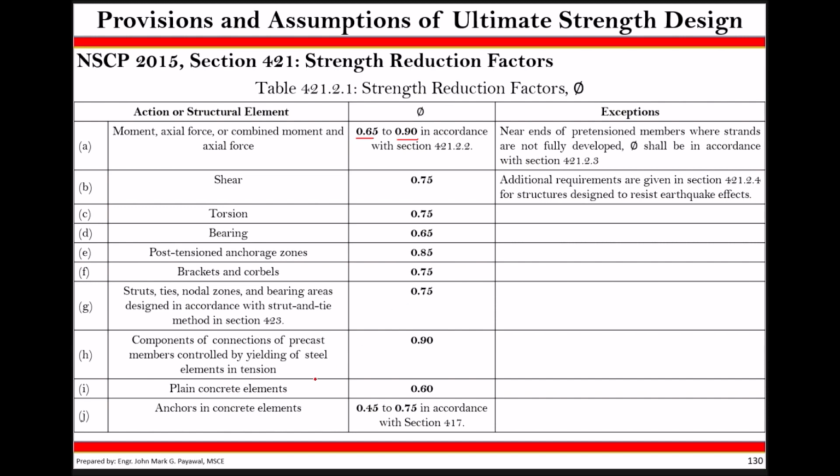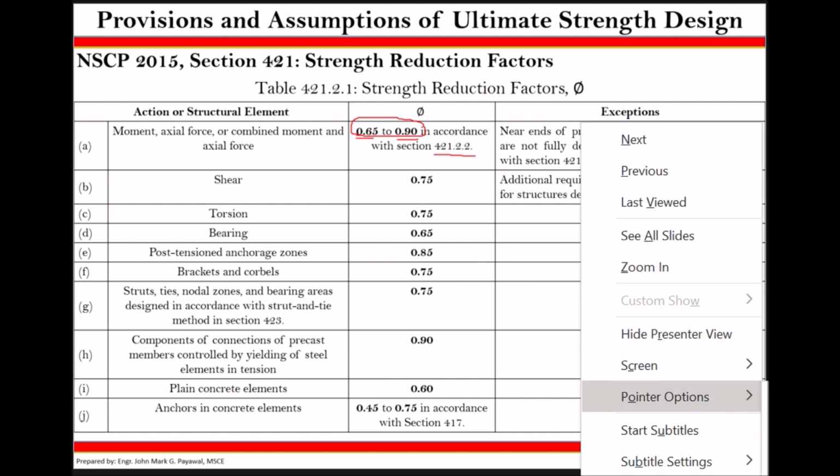Tapos for letter H, it is 0.9. For plain concrete, it should be 0.6. And for anchors in concrete elements, it should be 0.45 to 0.75. So in accordance with Section 417, this is how you would use the code. For example, it tells you 0.65 to 0.9. Tapos sabi niya, hindi ka marunong, ano kaya yung magiging specific? Dahil sabi nito, in accordance with Section 421.2.2, kailangan pumunta ka doon. That's what we will be doing.